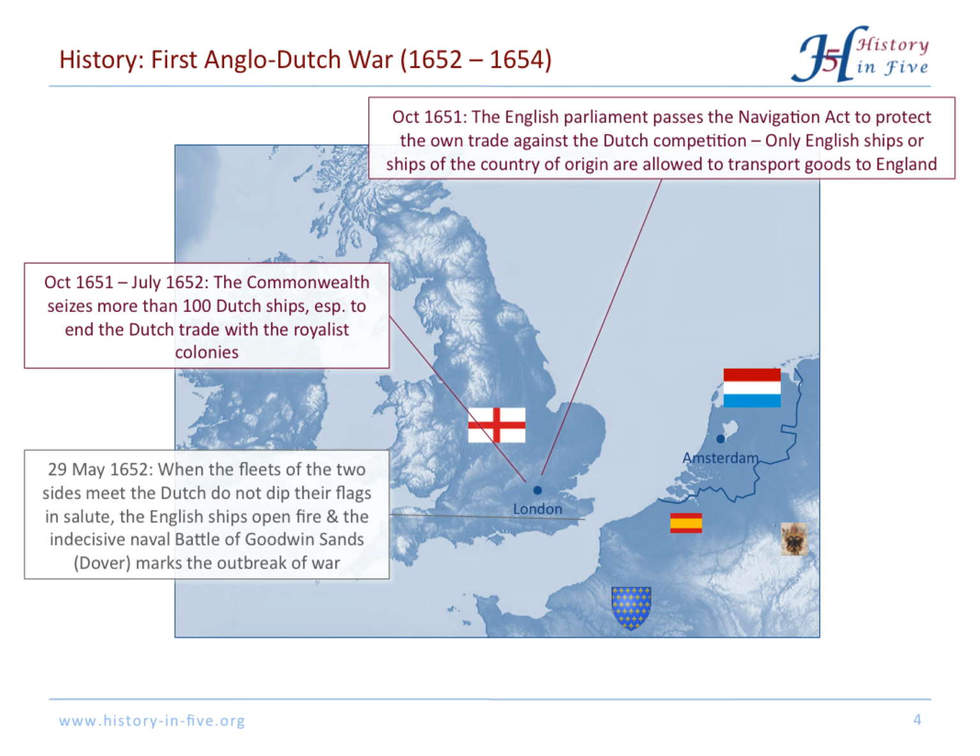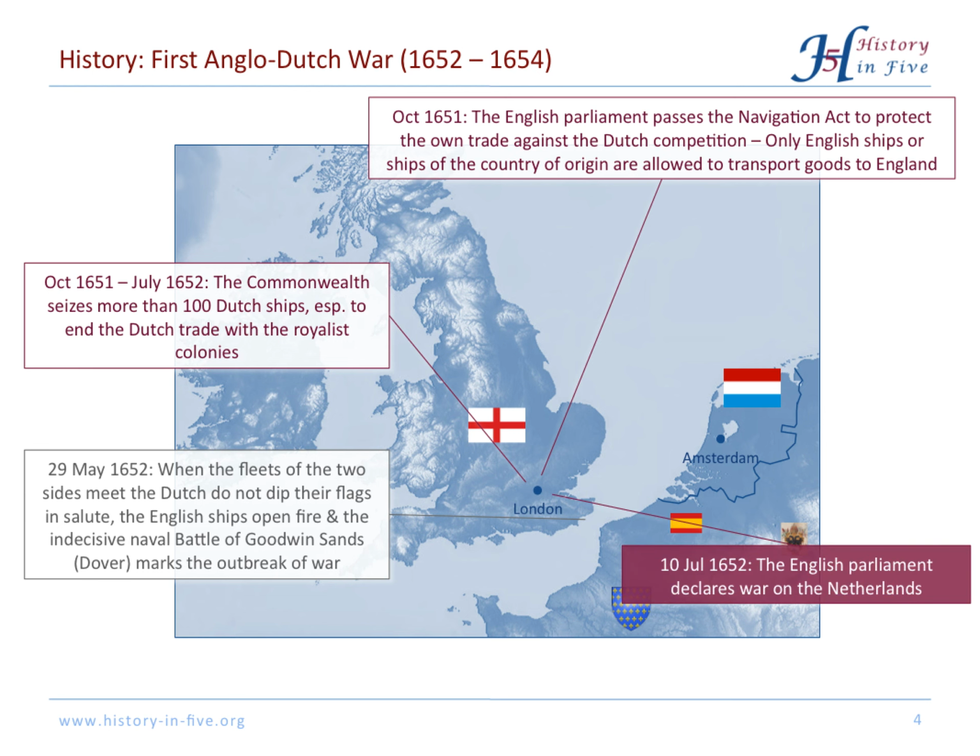Then there was the Battle of Goodwin Sands. The Dutch fleet did not dip their flags in salute, and then the English opened fire. The formal war started on the 10th of July 1652. The English Parliament declared war on the Netherlands.